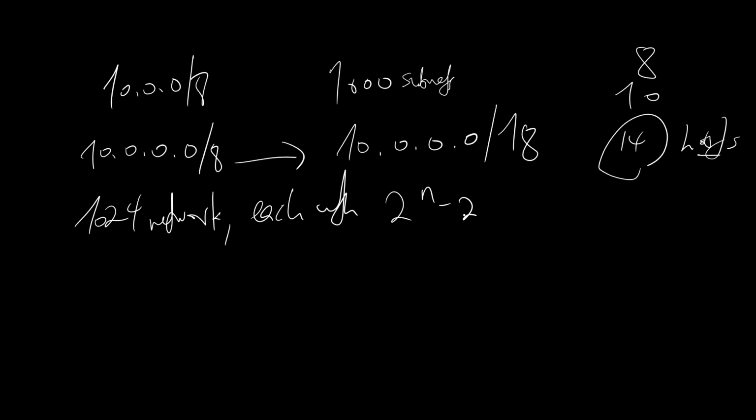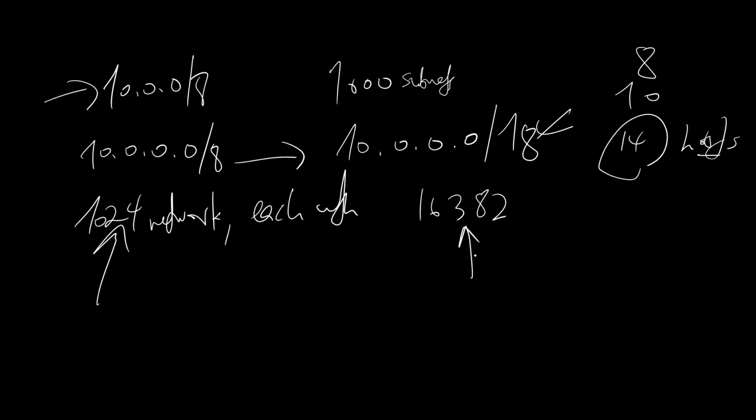Let me see. 2 to the power of 14 equals each with 16,382 addresses. Done. So this is your starting point. Instead of having one network with a /8, I'm going to use a /16. If I use a /16, it means I create 1000 networks, and each network we have 16,000 hosts.